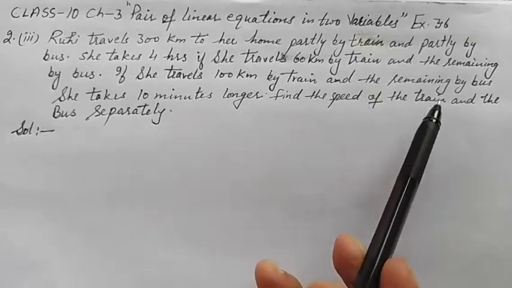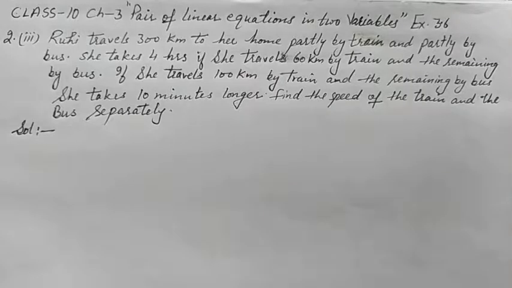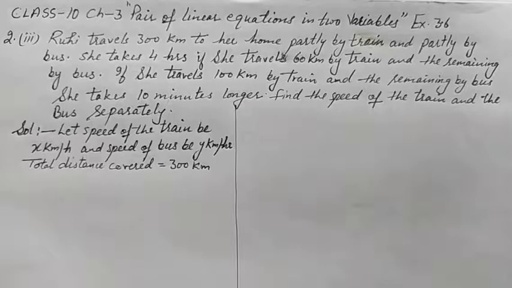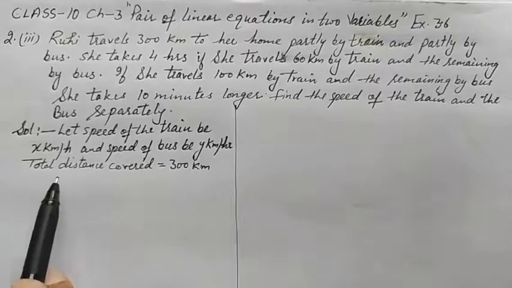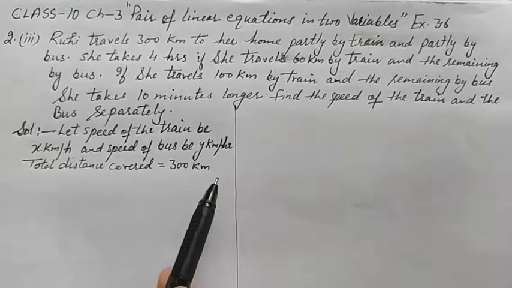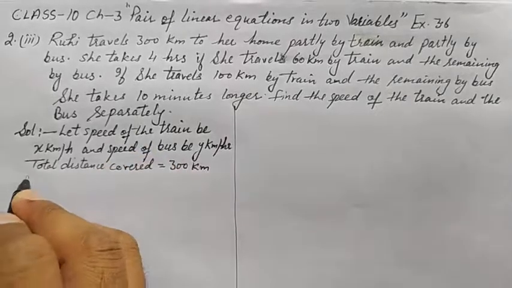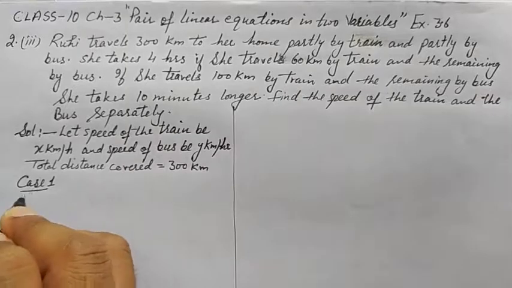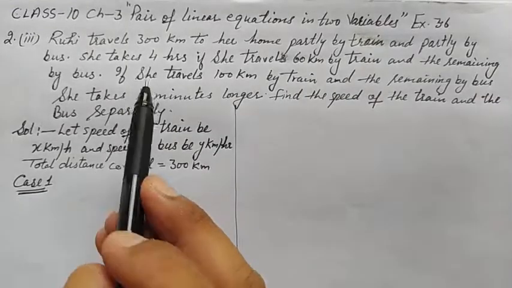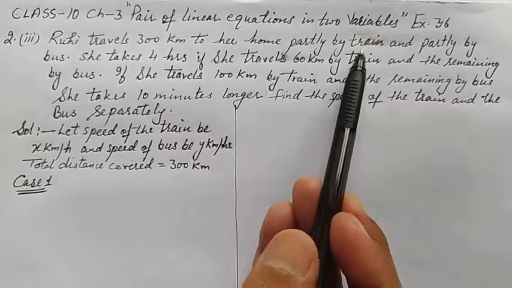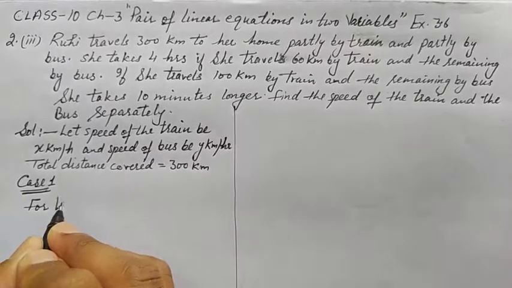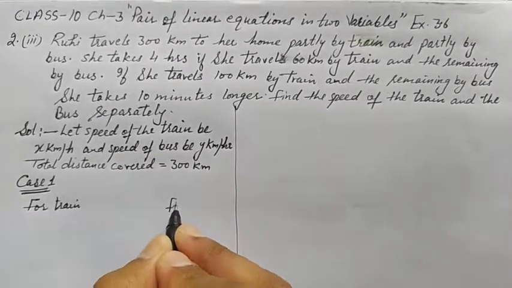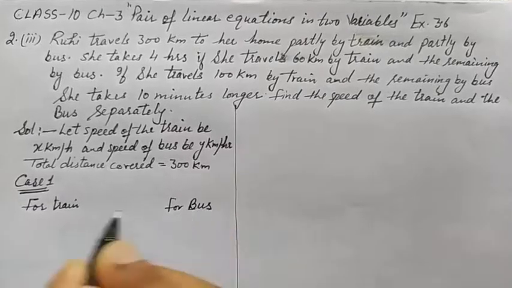So we have to find the speed of the train and the speed of the bus. First of all, we'll assume the speed of the train as x kilometers per hour and the speed of the bus as y kilometers per hour. So let the speed of the train be x kilometers per hour and the speed of the bus be y kilometers per hour. Total distance covered is 300 kilometers. Now we'll take the first case. We'll write case 1 here as a heading. In case 1 we will have two sub cases also, the case of the train and the case of the bus. So we'll write here for train and here for bus, and find them separately.